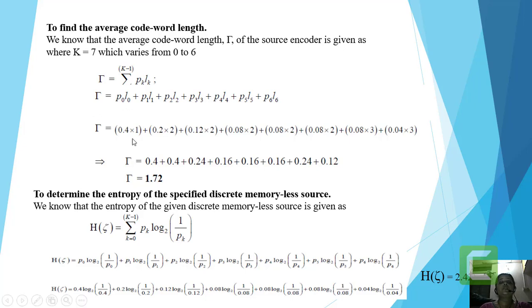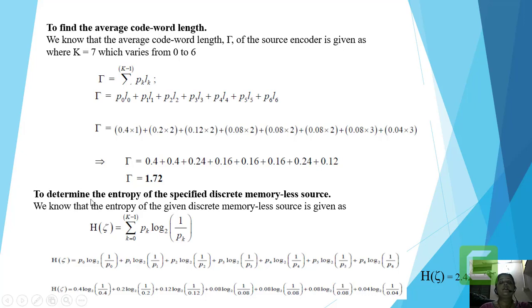Now for each of these terms from the given data, that means from given table, what we have obtained in last step, we have to take the values and substitute here, and finally we will find this L-bar value as 1.72. So this will be having unit of bits per symbol because it is average code word length, and code word length will be defined as number of bits per symbol.